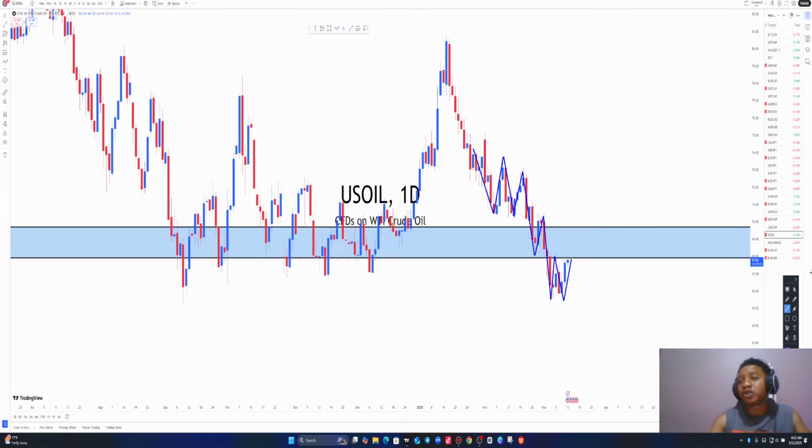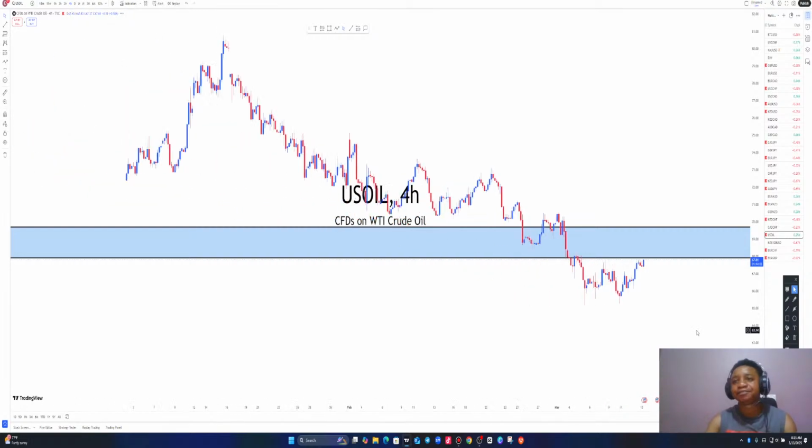So will price be able to continue this downtrend and then head all the way down, or are we going to see buyers come in, break above, retest, and then start to go back in the range of consolidation on the higher time frame? Let's find out on the 4-hour time frame as well. All right, let's go to the 4H and take our final decision on this pair.